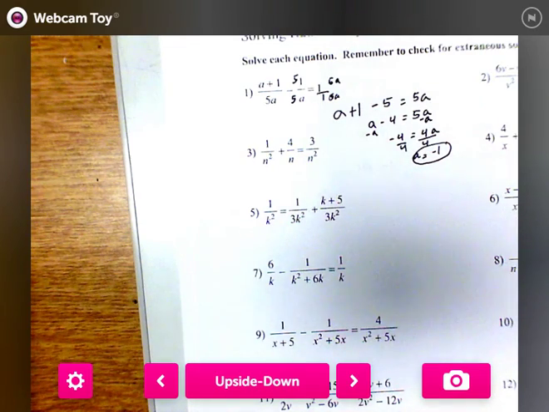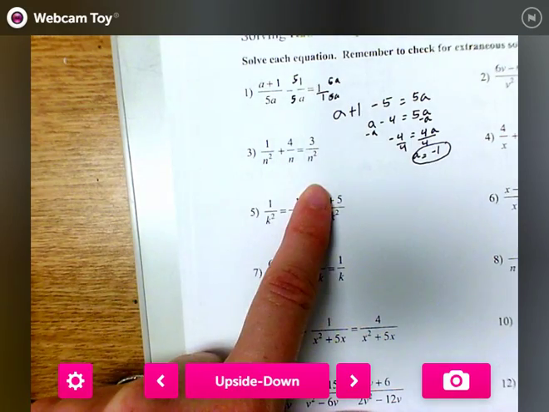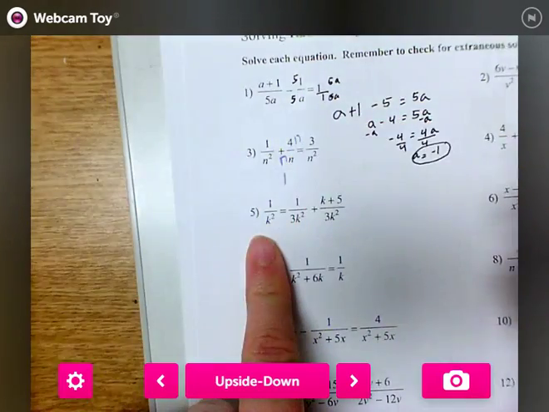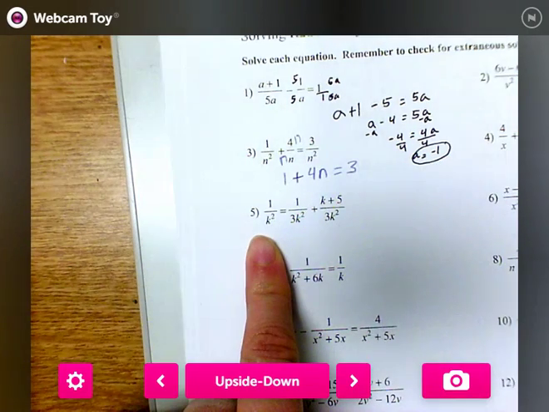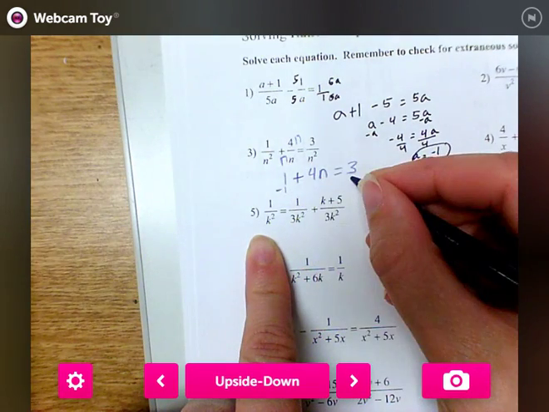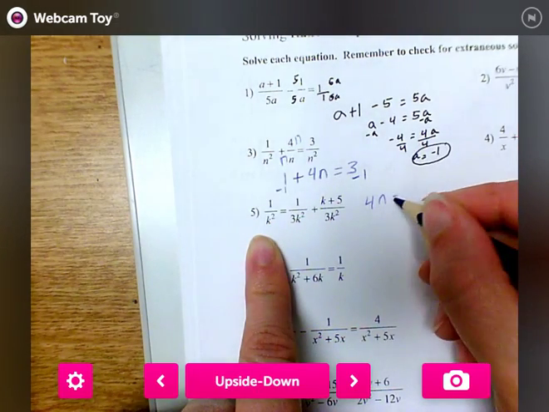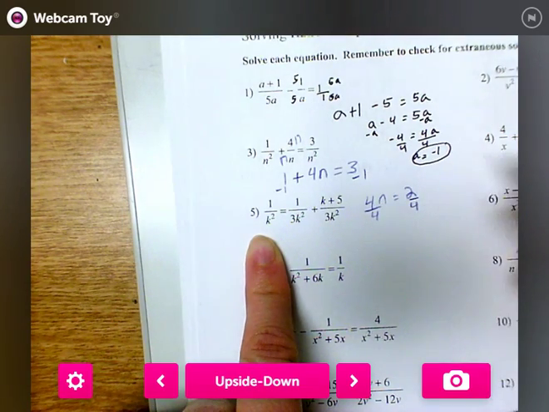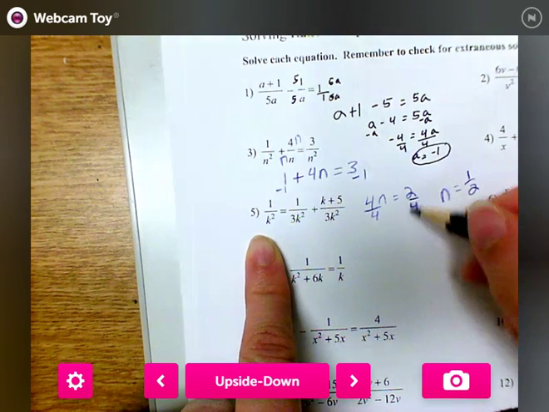Okay. Now, if we're looking at number 3, they all have n squared on the bottom, right? So you're going to have to multiply just this one by n. So you get 1 plus 4n equals 3. Now, what do we do? First, we subtract 1. And we get 4n equals 2. And then what do we do? Divide by 4. And I'm ending up with n equals 1/2. Remember, if the 4 is on the bottom, you just reduce it.